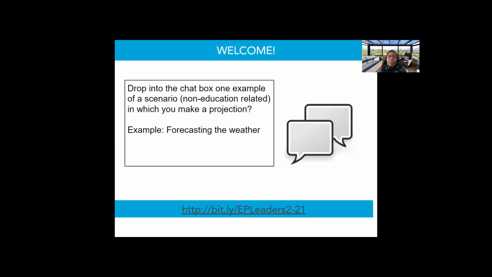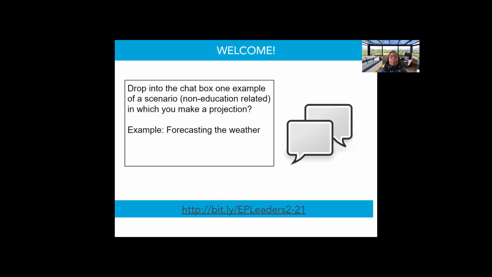The weather, right? We are forecasting good weather until Friday, so let's enjoy it. But we make these predictions, these projections, these probabilities all of the time. Somebody mentioned in another session I was in the projection of how much it is going to cost to send my kid to college. All those different projections, we make them all the time.